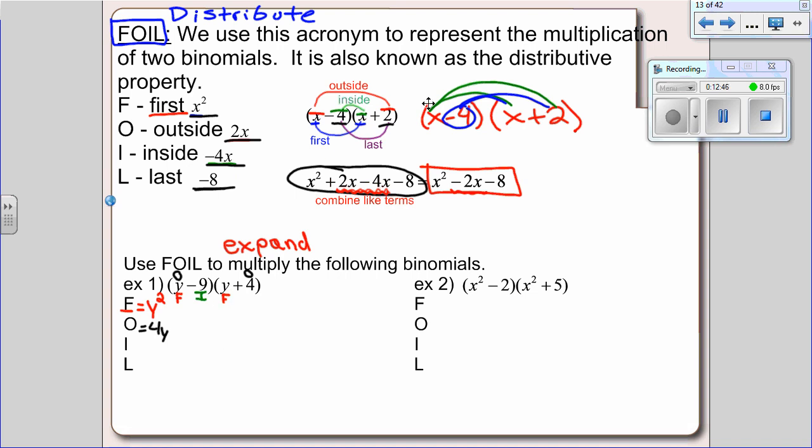Negative 9 in the y. That would give me negative 9y. And the L stands for the last terms. So negative 9 times 4 would give me negative 36.